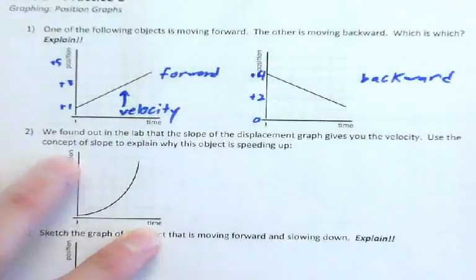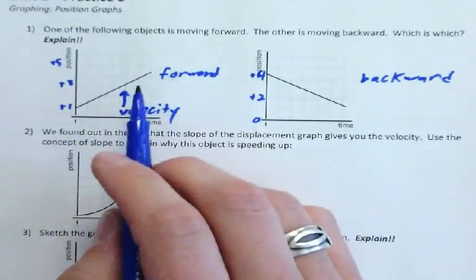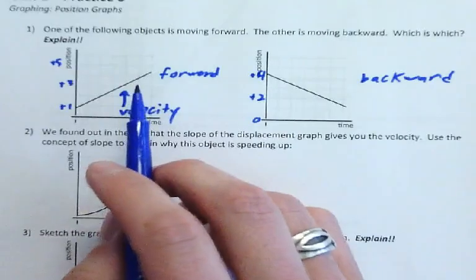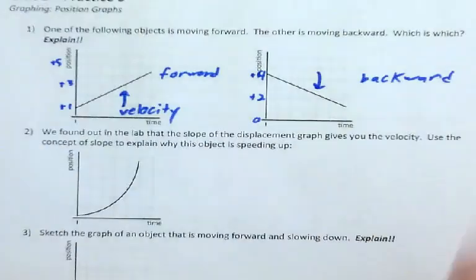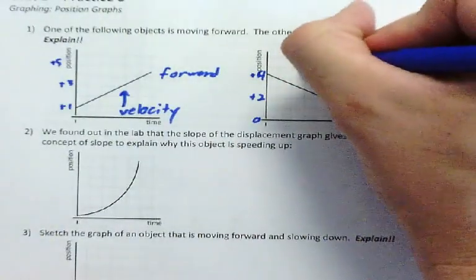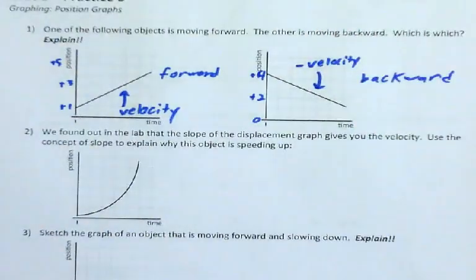the slope is positive. So we would have a positive velocity. That tells us forward. Positive velocity is always forward. Okay? This is sloped down. Again, the slope is velocity, but this is a negative velocity. And that tells me backwards. Negative velocity is backwards, positive velocity is forwards.